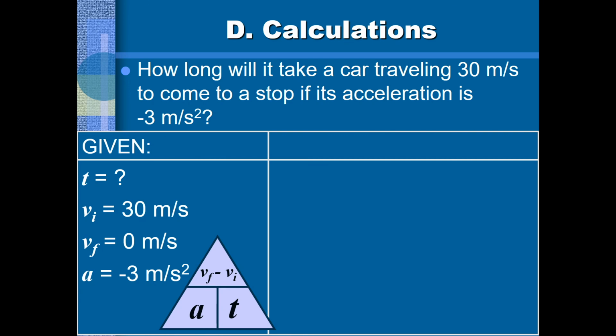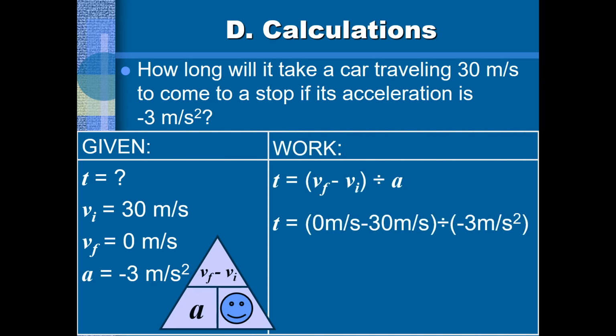So we're trying to solve for time. So it would be Vf minus Vi divided by a. Plug in our numbers. 0 minus 30 is negative 30. So it would be negative 30 divided by negative 3. This gives you 10 seconds.